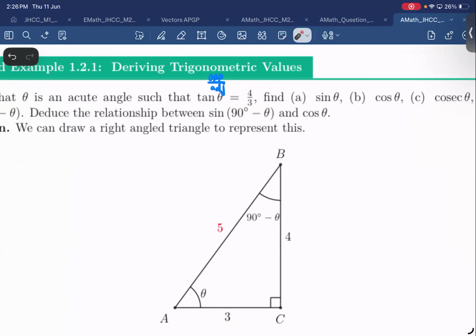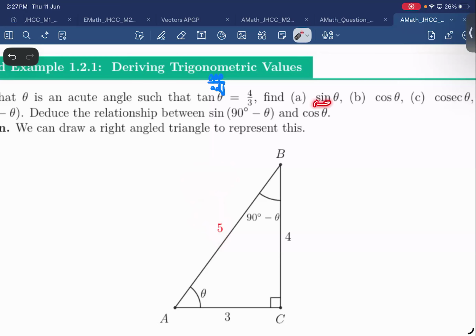If you have opposite and adjacent, how do you find the hypotenuse for a right angle triangle? Any ideas? You have two sides of the triangle and you want to find the last one. It's a right angle triangle. Pythagoras. Yes, Pythagoras, good. So use Pythagoras theorem: square root of 3 squared plus 4 squared, which is square root 25, which is 5. This guy over here. Then we can go and solve all the questions already.